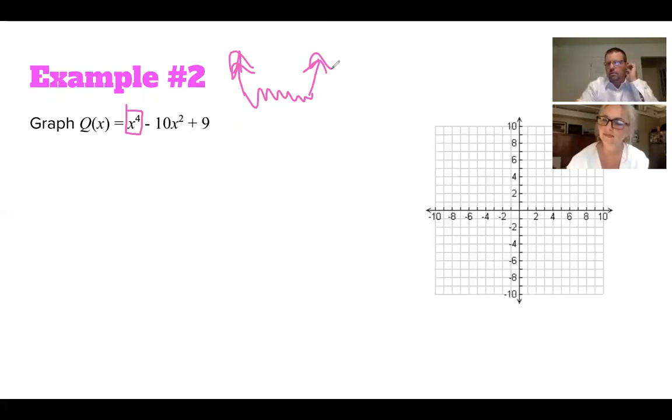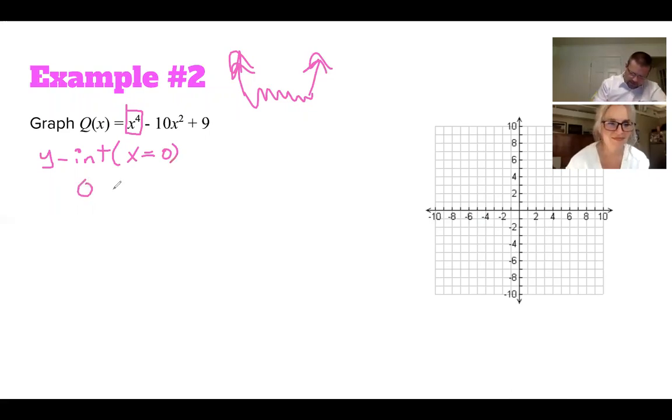Actually, I like to do the y-intercept first because it's really easy. So you want to find Q of 0? If I do the y-intercept, that's when I have to put 0 in. What's going to happen when I put 0 in for all those x's? I'm going to get 0 minus 0 plus 9. There's that negative 0 again, plus 9. So that equals 9. So I got my y-intercept.